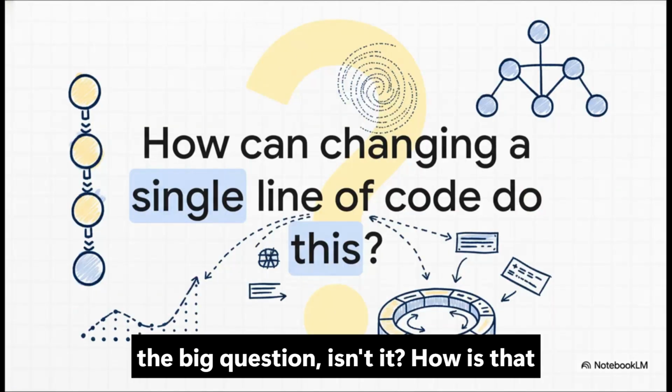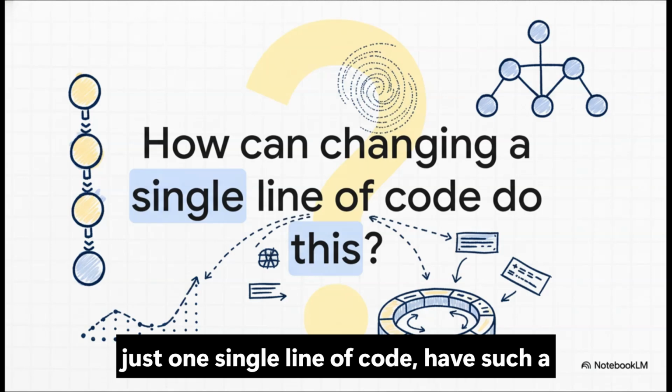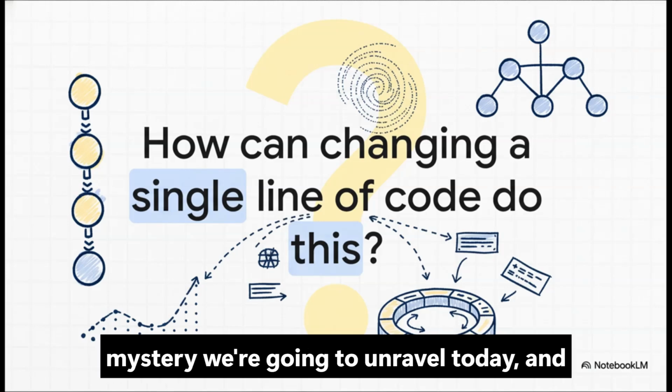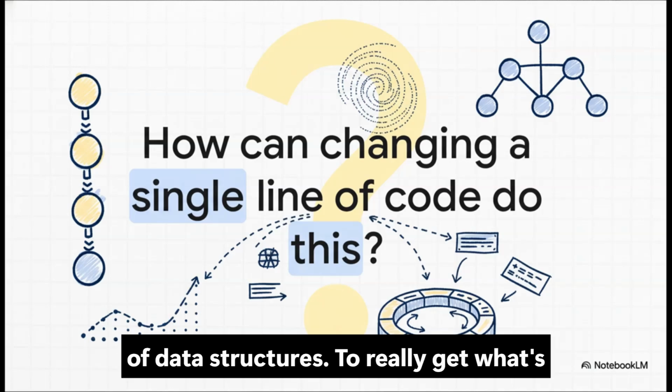So that's the big question, isn't it? How is that even possible? How can one tiny choice, just one single line of code, have such a massive impact? Well, that's the mystery we're going to unravel today. And it all comes down to the incredible power of data structures.